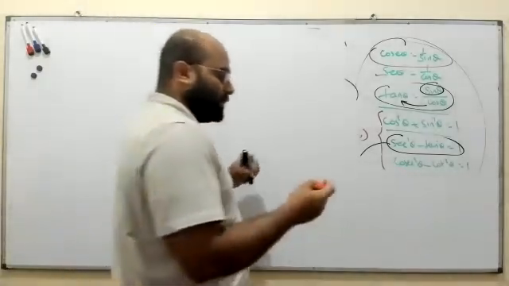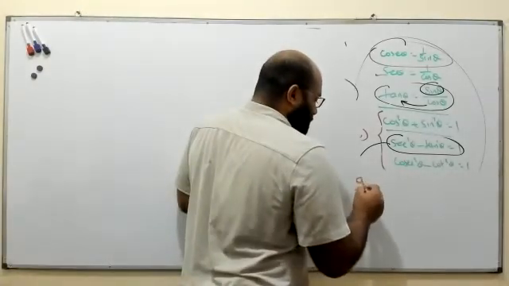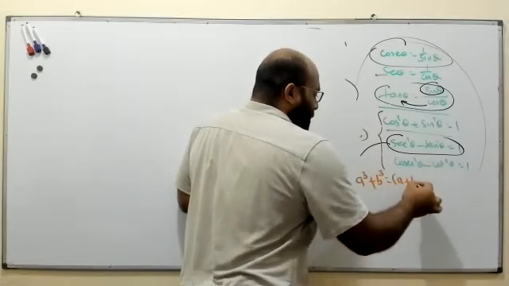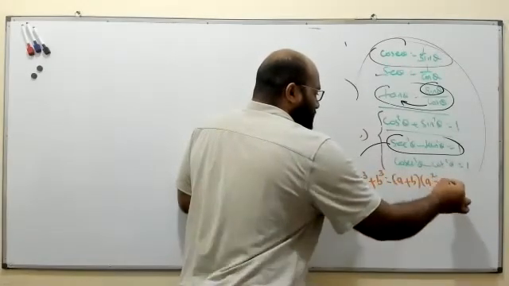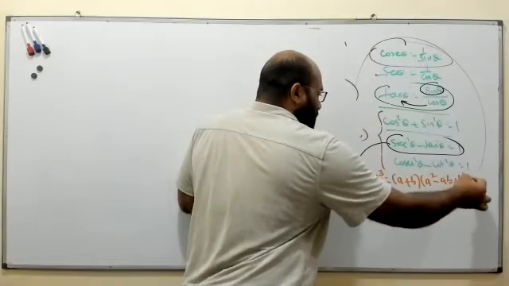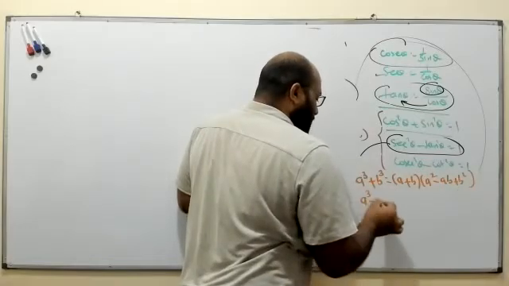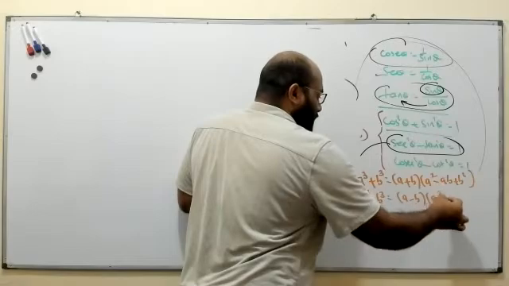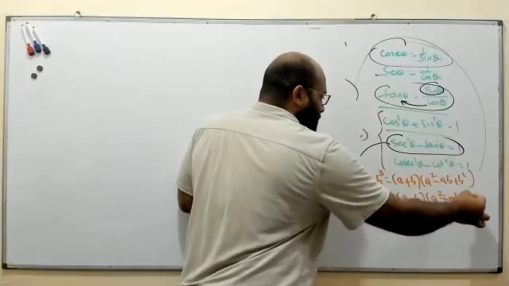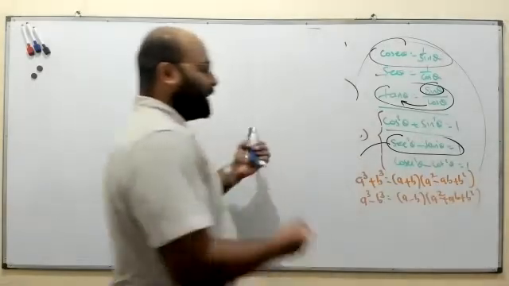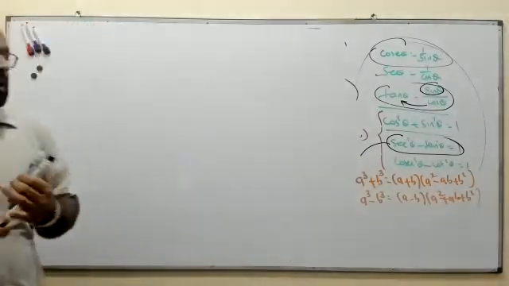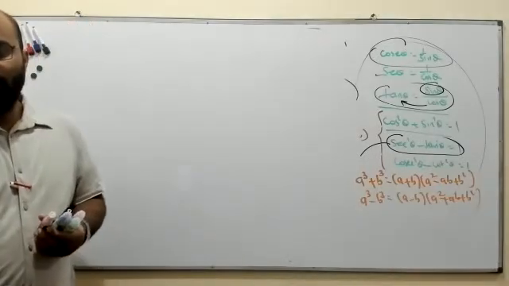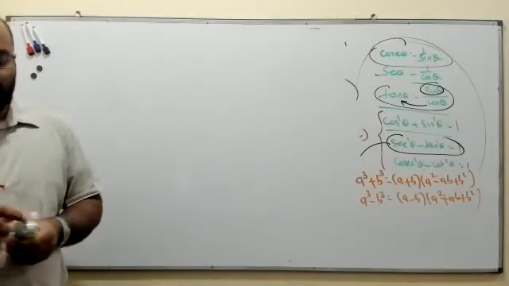See, this is a cube plus b cube. A cube plus b cube is a plus b into a square minus ab plus b square. A cube minus b cube equals a minus b into a square plus ab plus b square. This is a cube minus b cube, and the other one is a cube plus b cube.